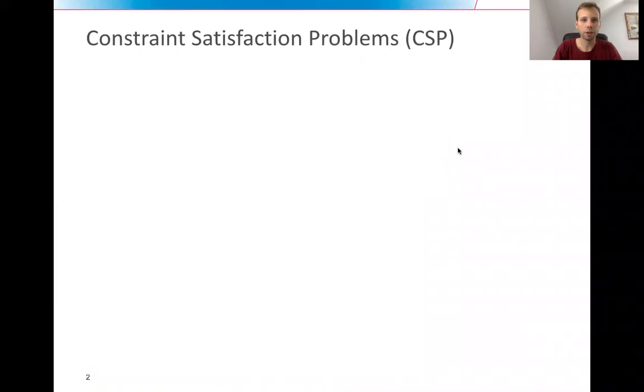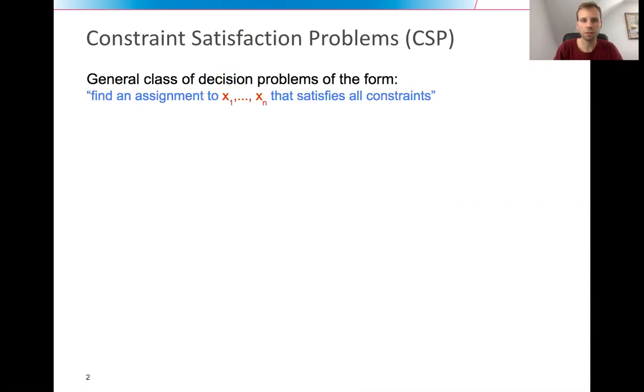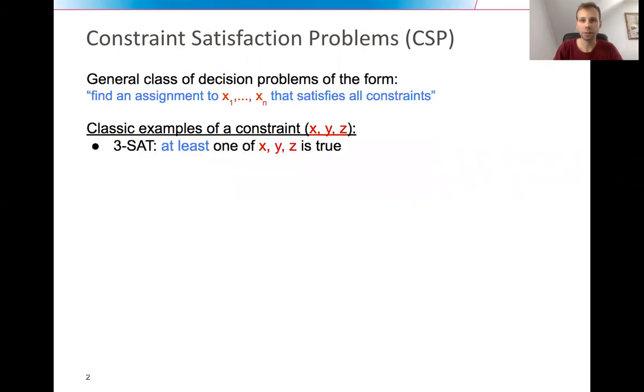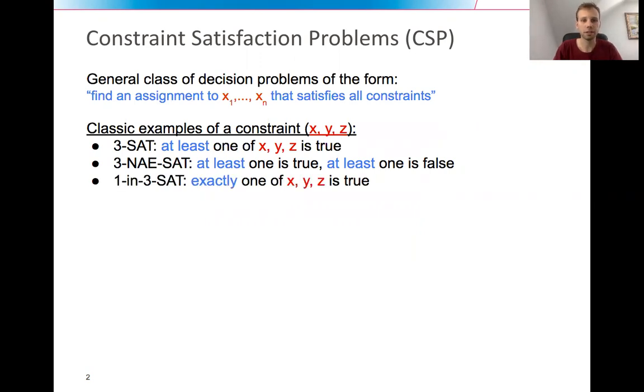I will start with a short introduction to constraint satisfaction problems, which is a family of problems of the form: find an assignment to the variables that would satisfy all the constraints. For different kinds of constraints, we obtain different problems, with some classic examples being 3-SAT, where a constraint can be of the form at least one of x, y, z is true; Not-All-Equal SAT, where at least one of three variables should be true, but at least one should also be false; or 1-in-3 SAT, where exactly one variable should be true.